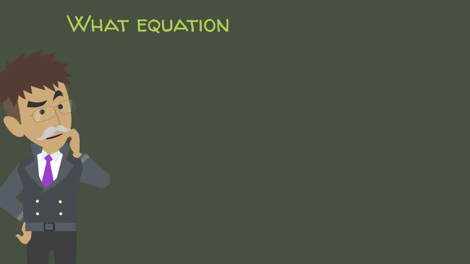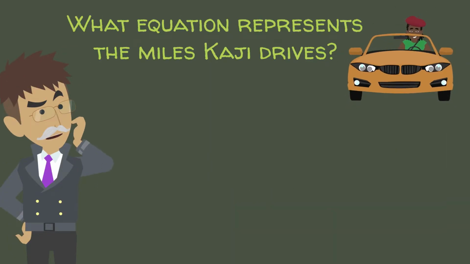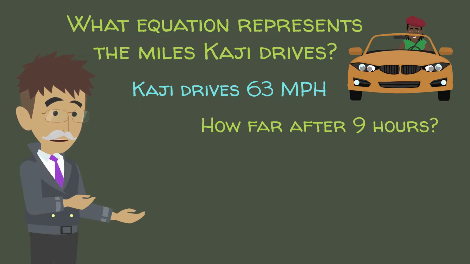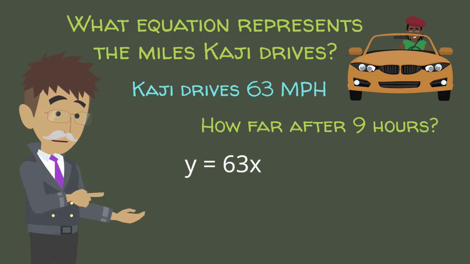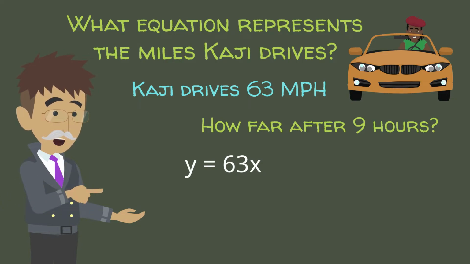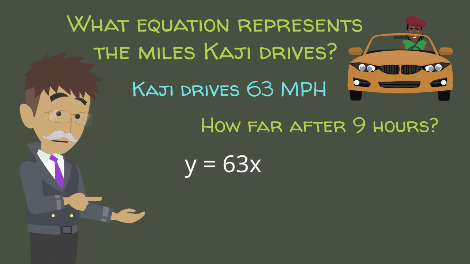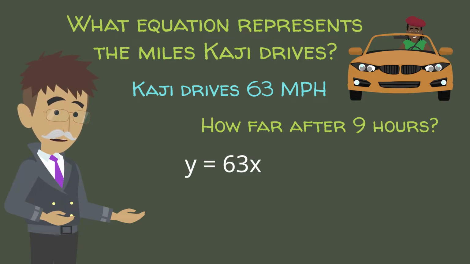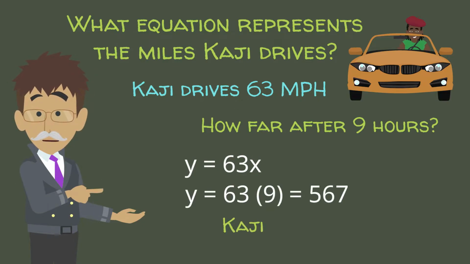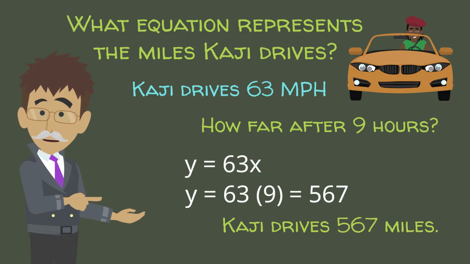What equation represents the number of miles Kaji can drive if he drives 63 miles per hour? How far does Kaji drive in 9 hours? The equation y equals 63x represents this situation, with x being the number of hours and y being the total number of miles Kaji drives. Substituting 9 for the variable x gives 63 times 9. Kaji drives 567 miles in 9 hours.